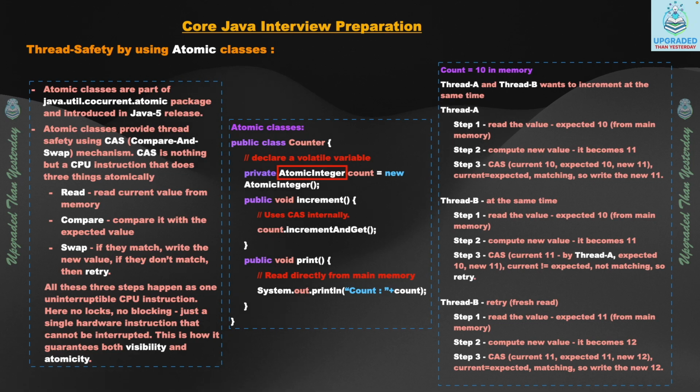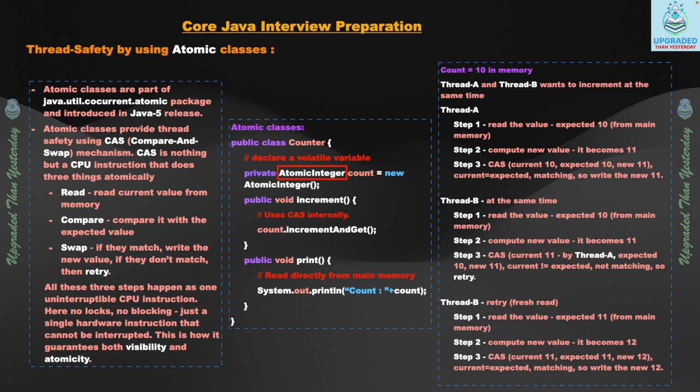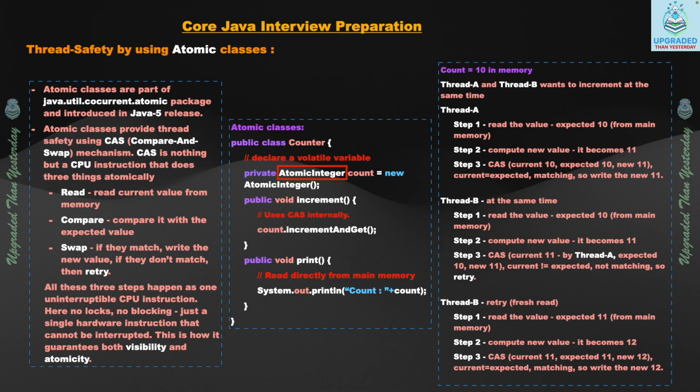Thread B execution. It is getting executed at the same time. Step 1. Read the value from main memory, which is 10. So expected value is 10. Step 2. Compute the new value by doing increment operation. So the new value will become 11. Step 3. Apply CAS mechanism. Here current value is 11 as it is updated by thread A. The expected value is 10 and the new value is 11. Since current value is not equal to expected value, thread B will retry again.